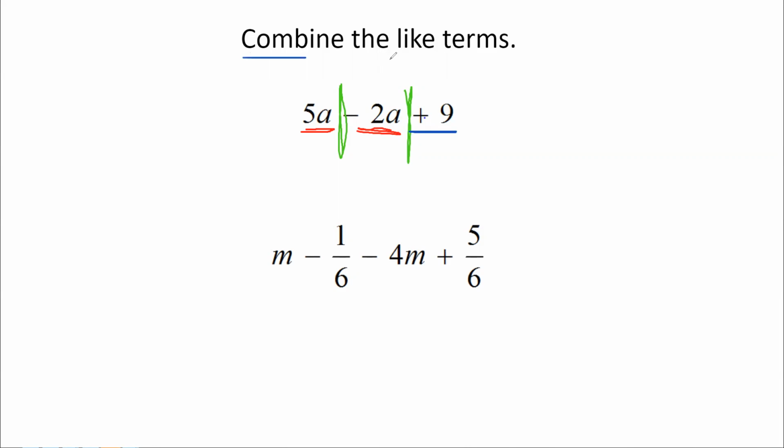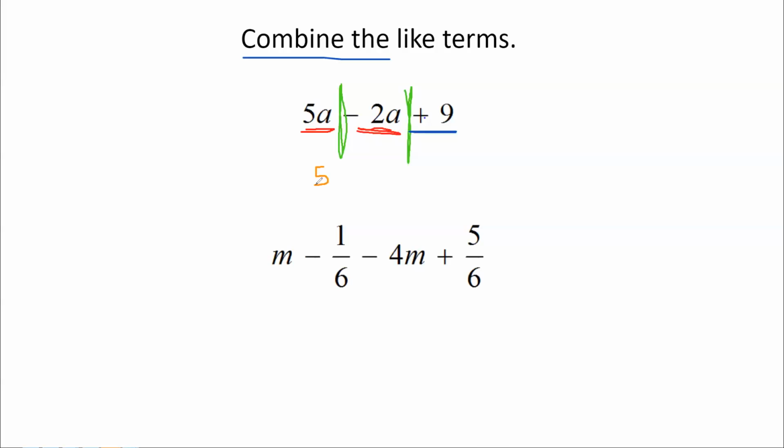Now I'm going to be combining my like terms. Remember, the word combine means put together. So we're going to take 5a and negative 2a and put them together. When I combine these two numbers, I'm going to ignore the last name for a minute and just focus on those coefficients. Remember, coefficients is the number out front.